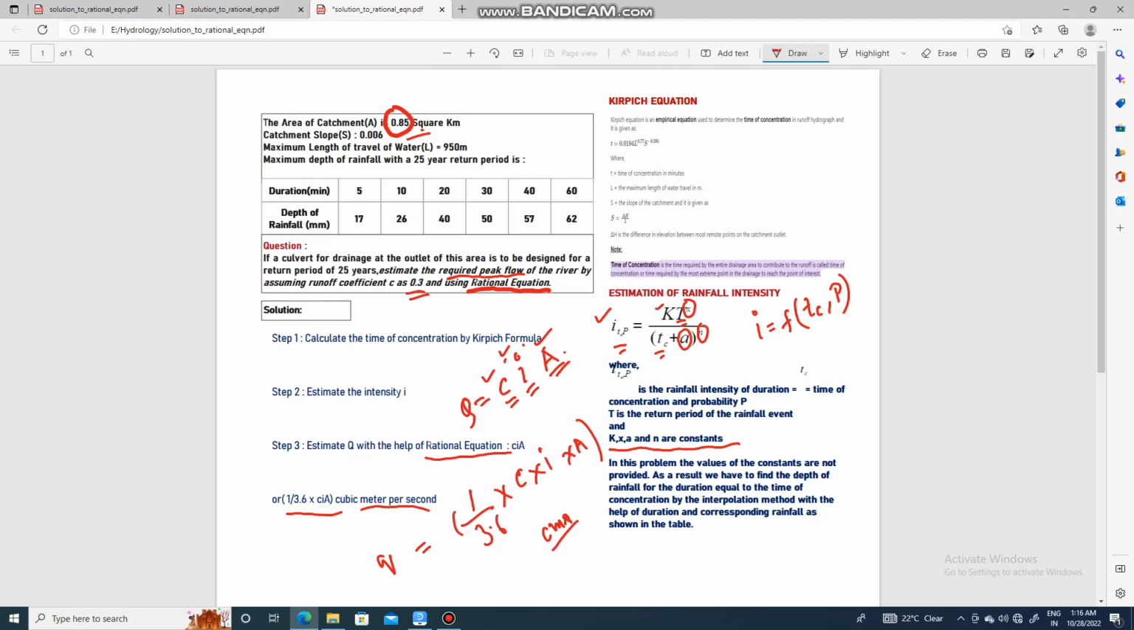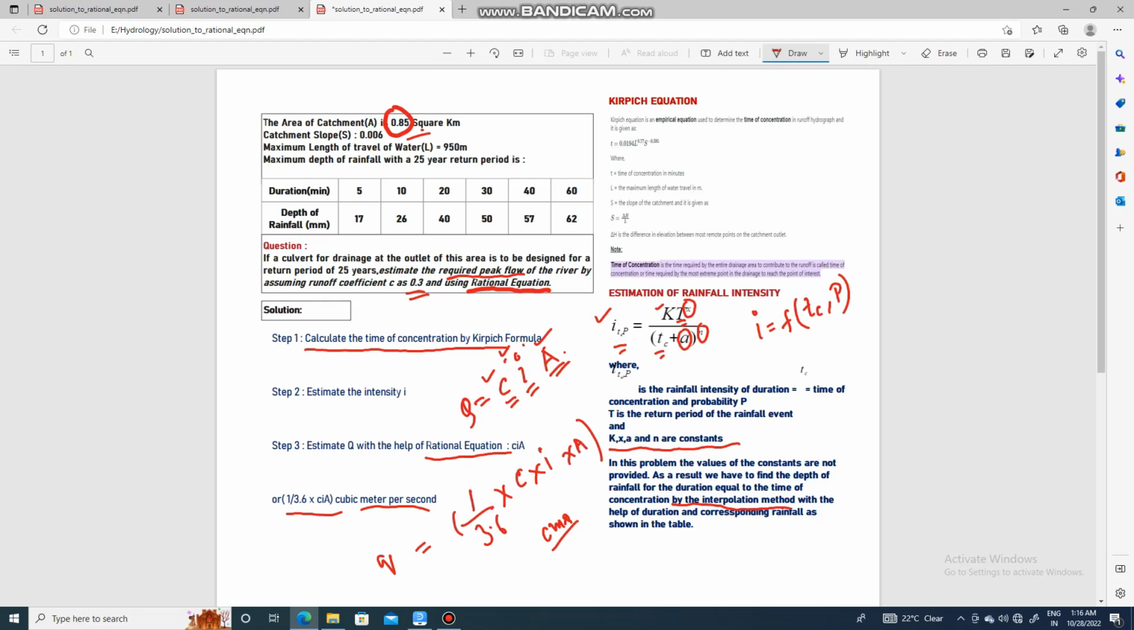So for this problem, the values of constants are not given. As a result, what we have to do is find the depth of rainfall for the duration equal to the time of concentration by the interpolation method. I will demonstrate how to use the interpolation. But the first step will be to find the time of concentration by the Kirpich formula, because to find I, you must know what tc is. tc means the time of concentration.